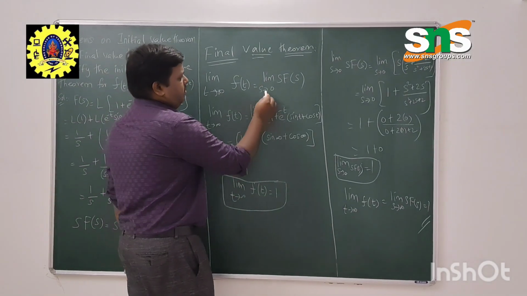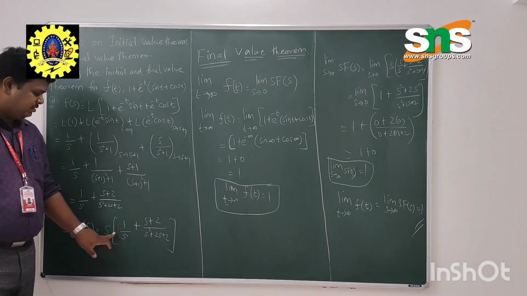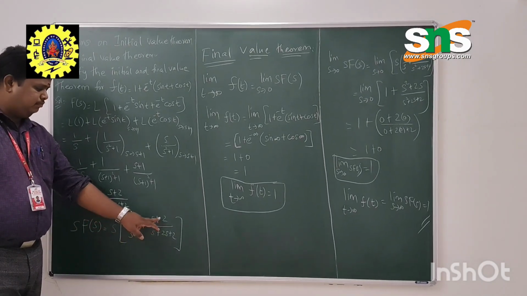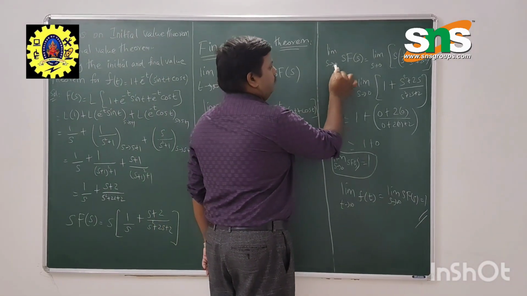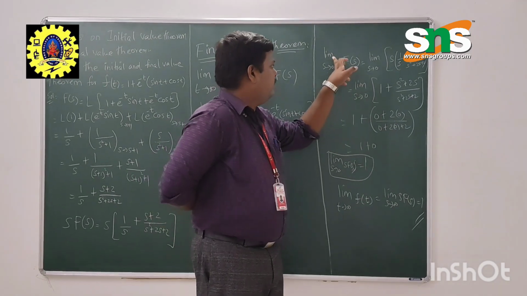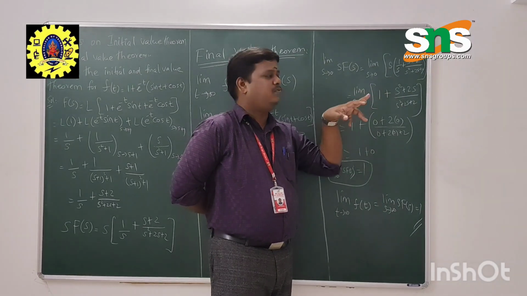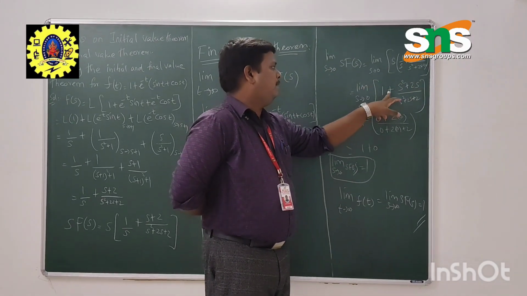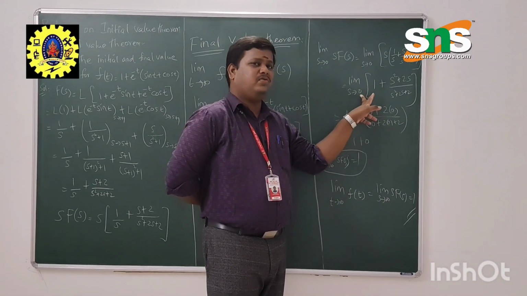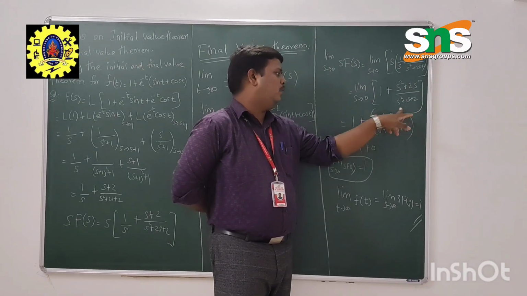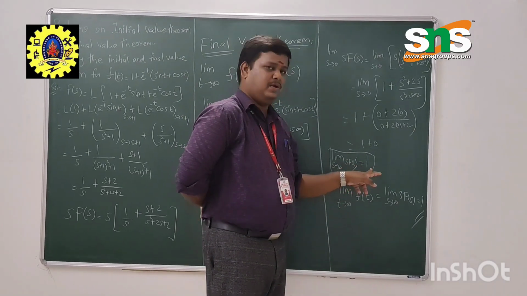Next we take the right hand side, limit s tends to 0, s into f of s. S into f of s: we have s into (1 by s plus 2) divided by (s square plus 2s plus 2). So limit s tends to 0, s into f of s is equal to limit s tends to 0, s into (1 by s plus 2) divided by (s square plus 2s plus 2). Multiplying s inside, 1 plus (s square plus 2s) divided by (s square plus 2s plus 2). Applying the limit s tends to 0, 1 plus 0 divided by 2, I get 0, so 1 plus 0 is 1. So limit s tends to 0, s into f of s is equal to 1.